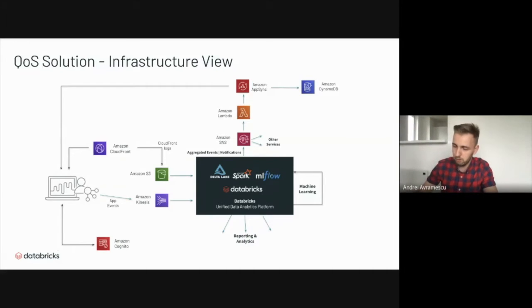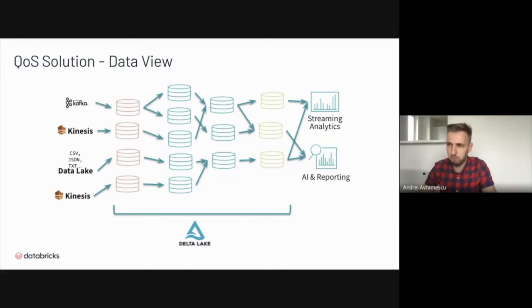From the infrastructure part, I'm going to move to the data view, and I won't spend a lot of time on that because there are a lot of other sessions at the Spark Summit discussing Delta and Delta architecture. But one of the most important things I want to point out, and the reason why we have chosen to implement a Delta architecture for the QoS solution, is the fact that it offers you a unified batch and streaming architecture.